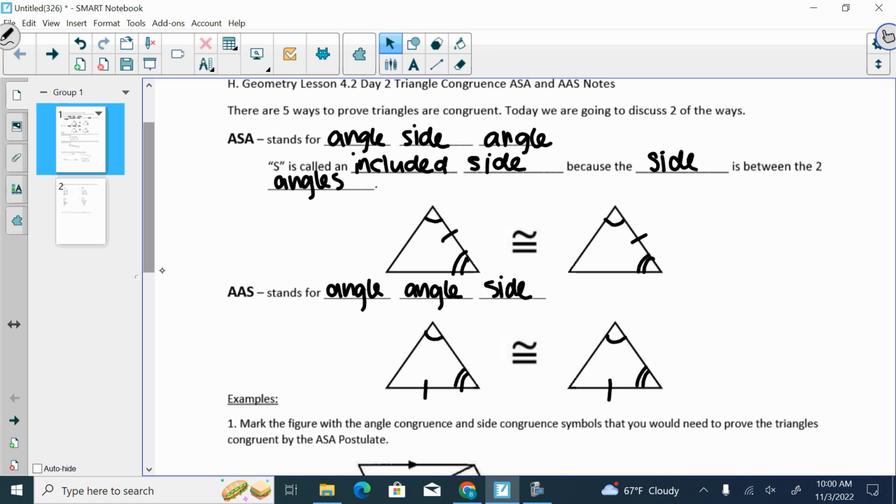So it doesn't matter which one? No, it just can't be the one in between. So it could end up being either one in a picture that you're looking at, and it would still be congruent by angle, angle, side. Okay, so now that we've added those two postulates in, we know what they're going to look like.